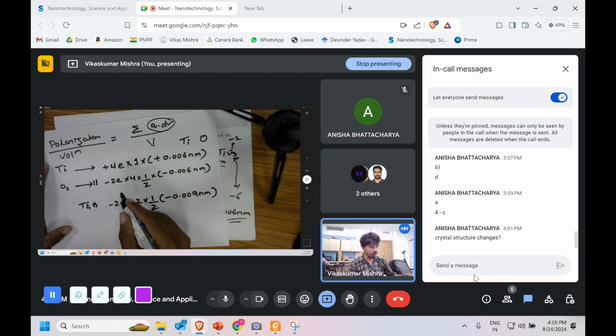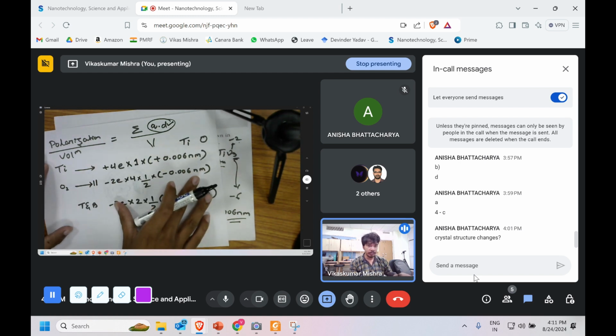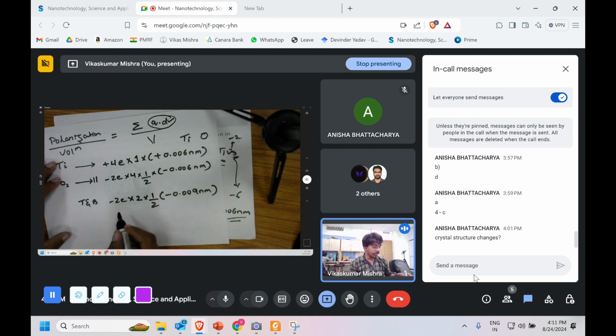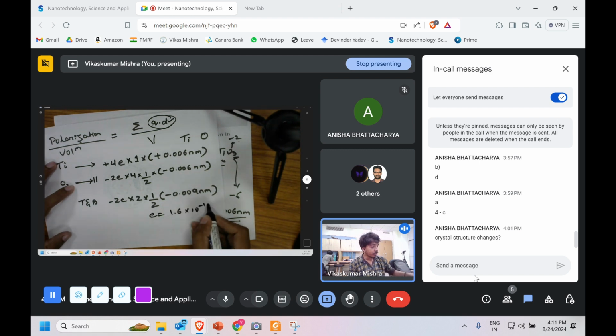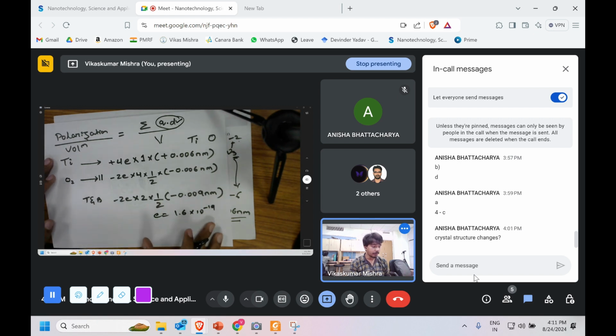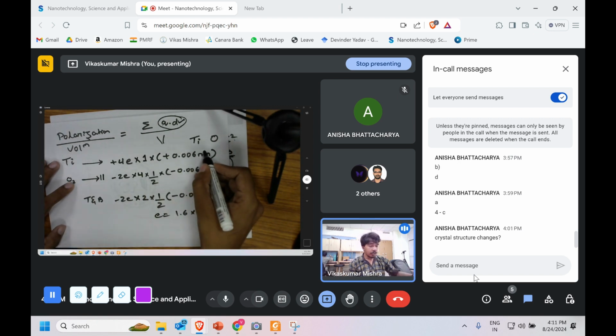All we need to do is add them up, taking care of the signs. Minus minus will be plus. They have the minus sign, and their displacement is also negative, so this will be plus, this will be plus, all are plus. We just have to add the numbers now. Whatever you get, put the value of e as 1.6 times 10 to the power of minus 19, and convert this nanometer to meter.